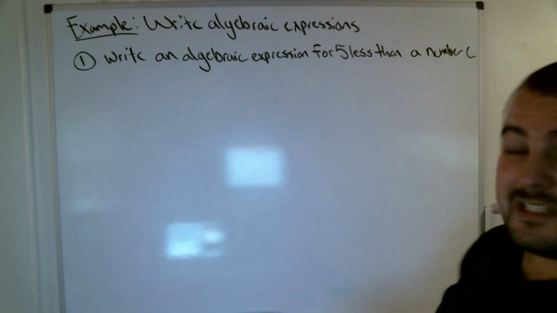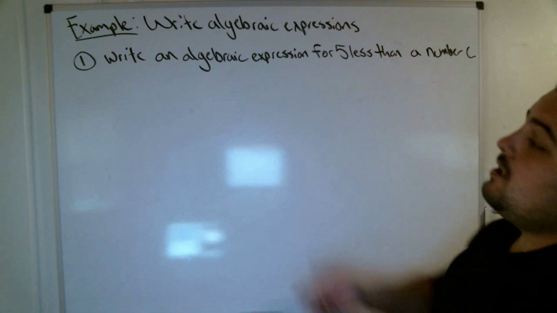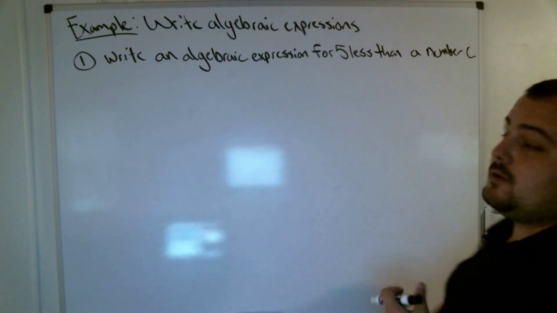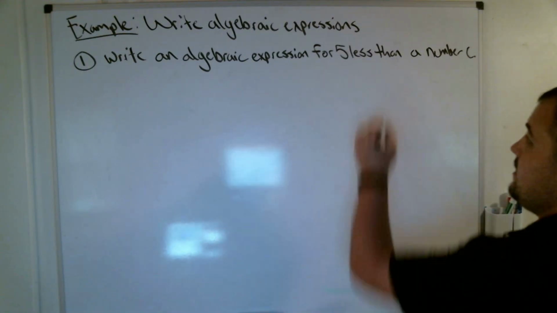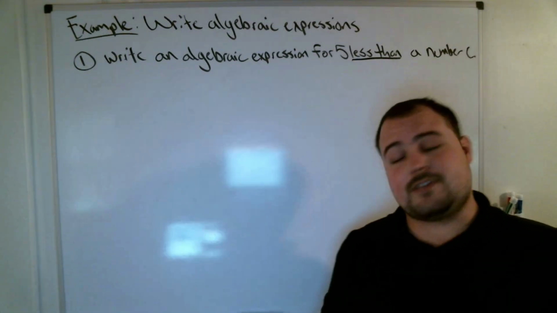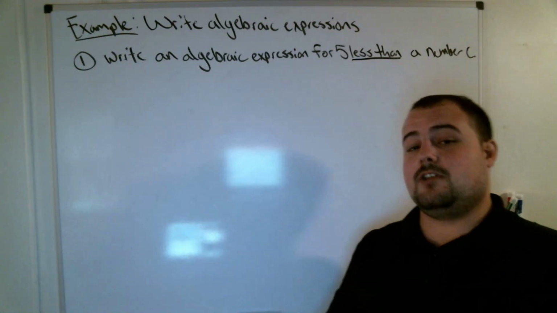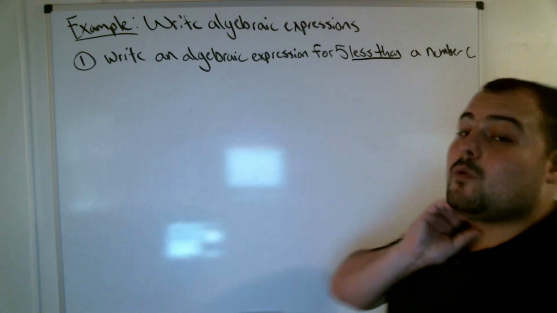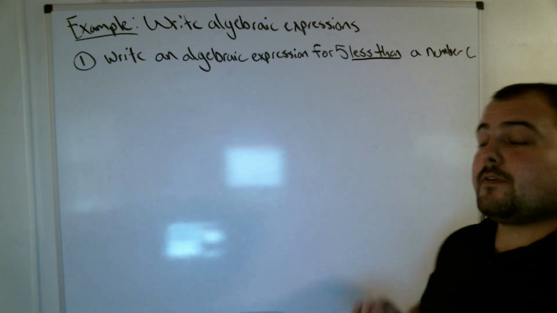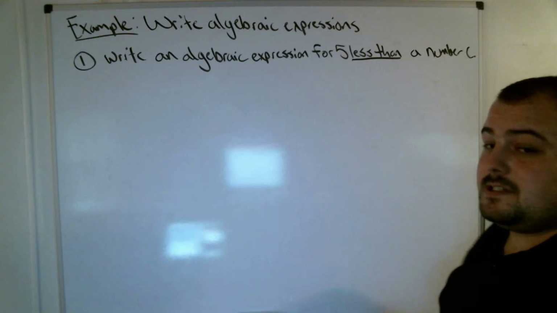So in our first example, or problem, that we're going to look at today, is how to write an algebraic expression for 5 less than a number c. Now the big key word here is less than, and this came from your list that you just copied down just a few seconds ago. Hopefully you paused the video, you copied it down, and now we're ready to go about it. So it says write an algebraic expression for 5 less than a number c.